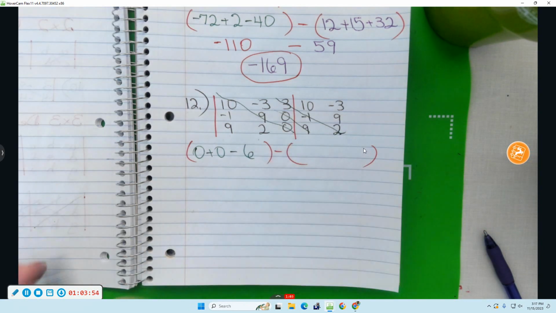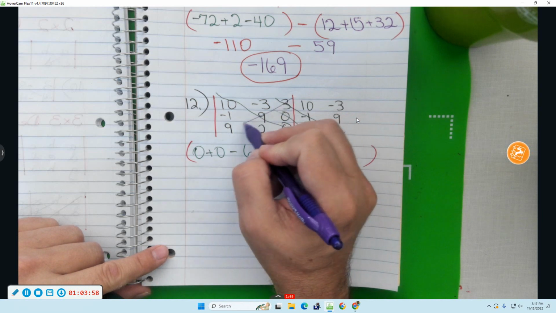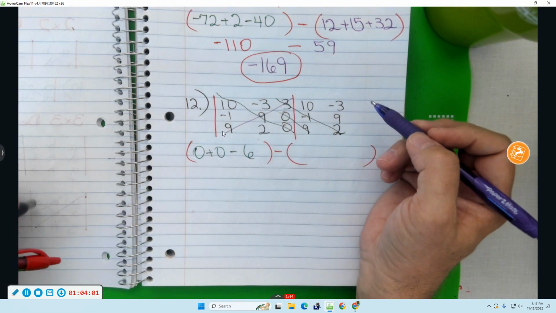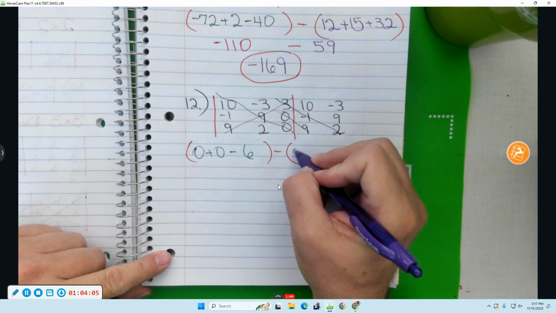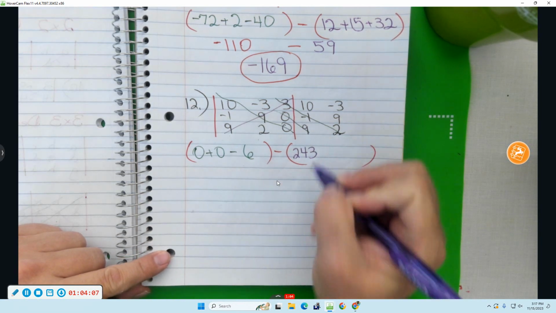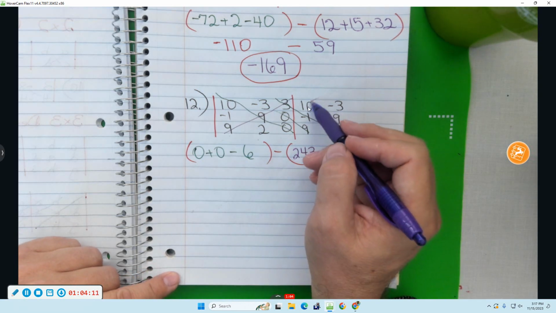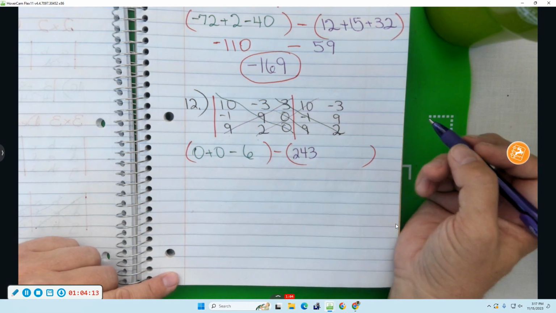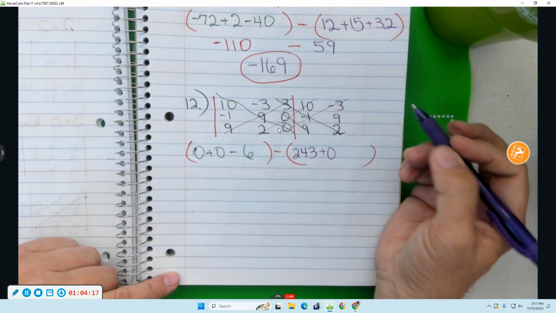I agree. Now we're going to go the opposite direction. 3 times 9 times 9. 9 times 9 is 81 times 3. Is that 243? But what are the next 2 cross products going to be? 10 times 0 times 2? 0. Negative 3 times negative 1 times 0.